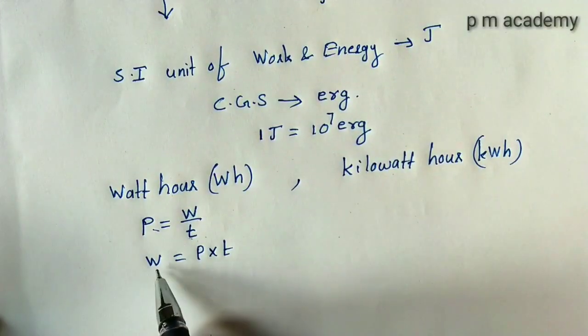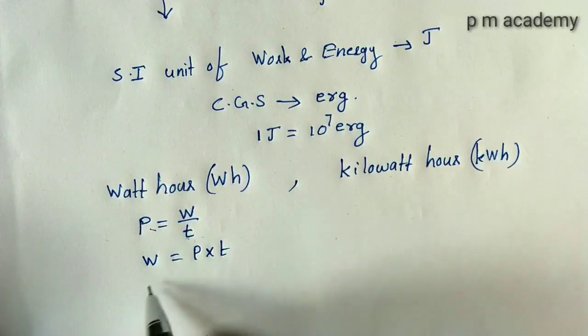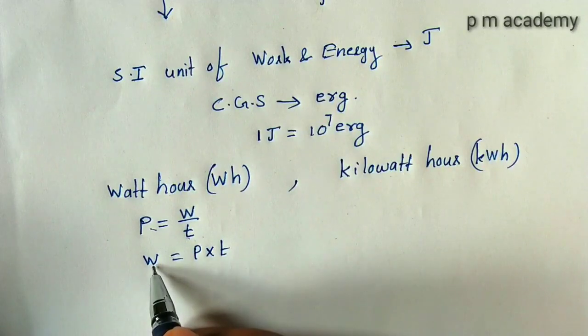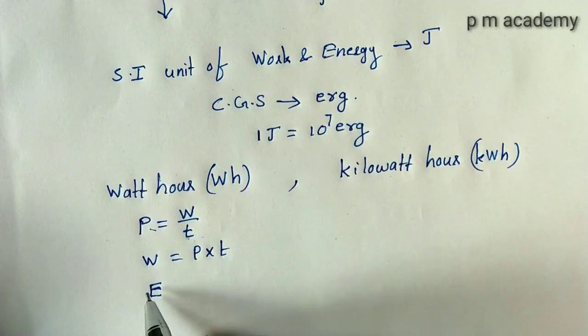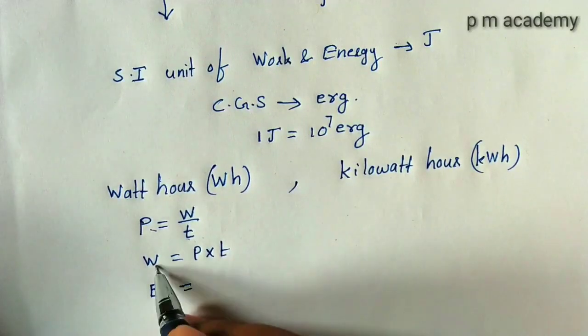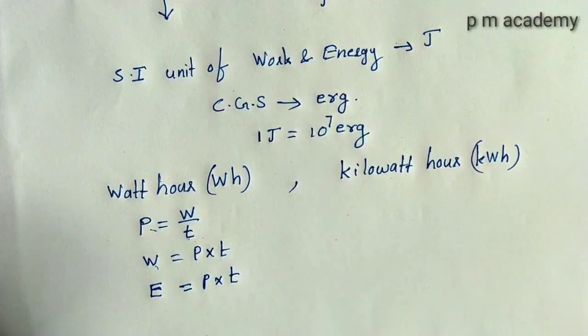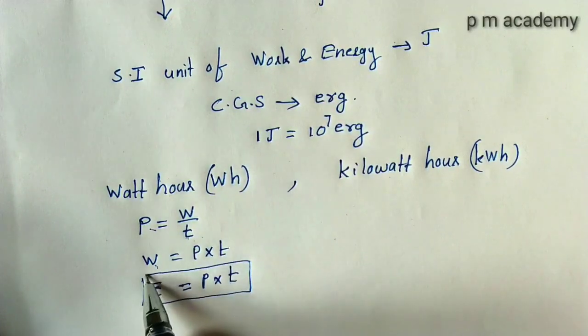You know that work and energy are closely related. Instead of work, we can write energy. How much work you have done, that is your energy. The amount of work and energy are the same. Therefore, instead of W, we can write E. E is equal to P into T. Energy is equal to power into time. Very important formula.